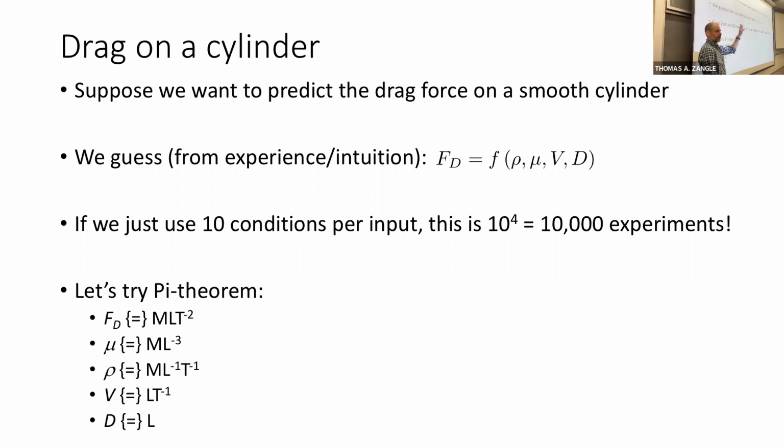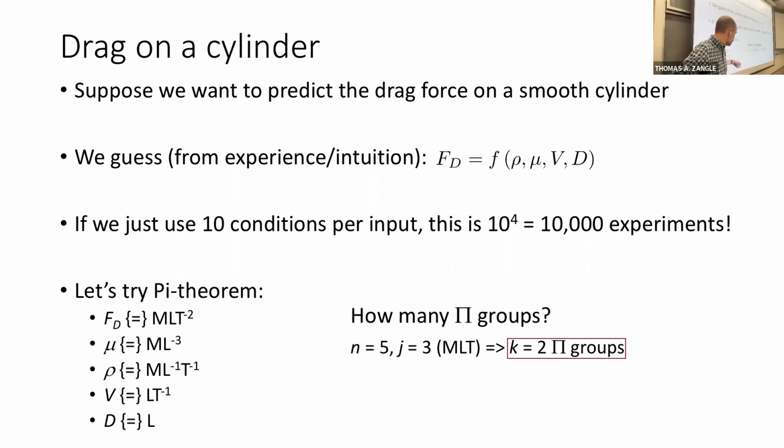So how many pi groups are there to describe this problem? 2, right? 5 minus 3 is 2. So this problem should be described in just 2 dimensionless quantities, right? So how many pi groups? N is 5, J is 3, so K is 2 pi groups.